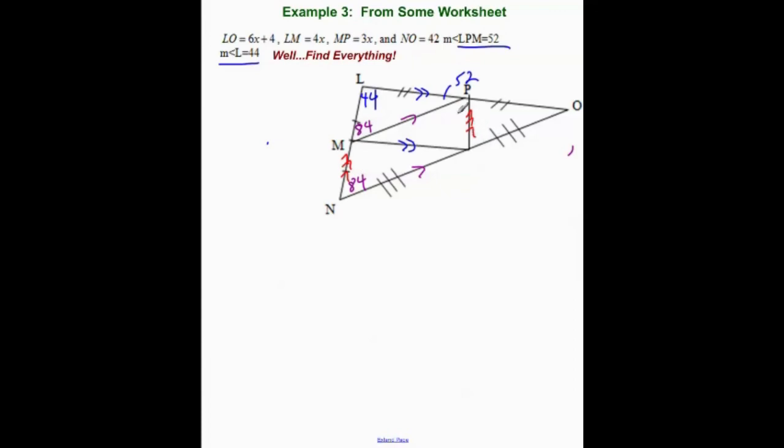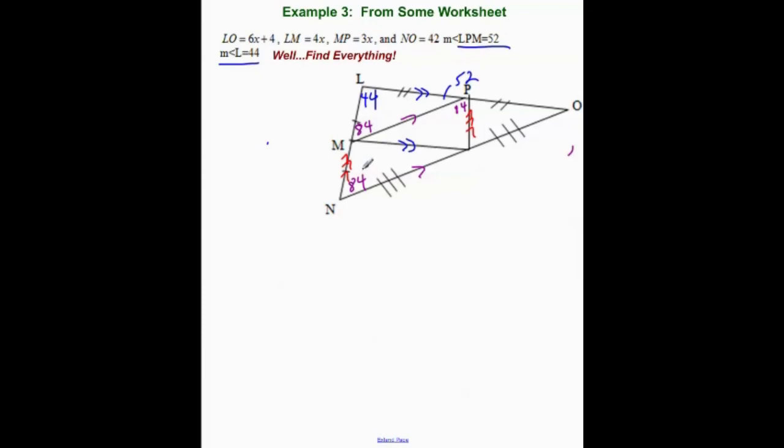Well, I can find all kinds of things right here. Well, if we have 84, this is going to be 84 because we have alternate interior right there. Alternate interior, because we have two lines. See the two lines right here? And the transversal, alternate interior angles. And that's how we would go about doing this.